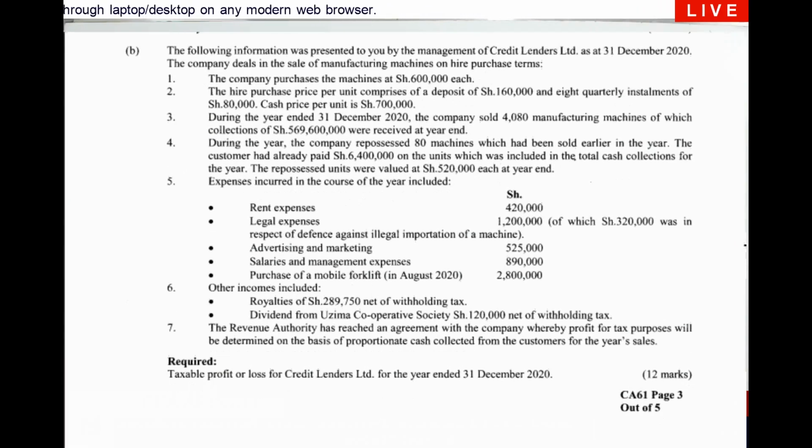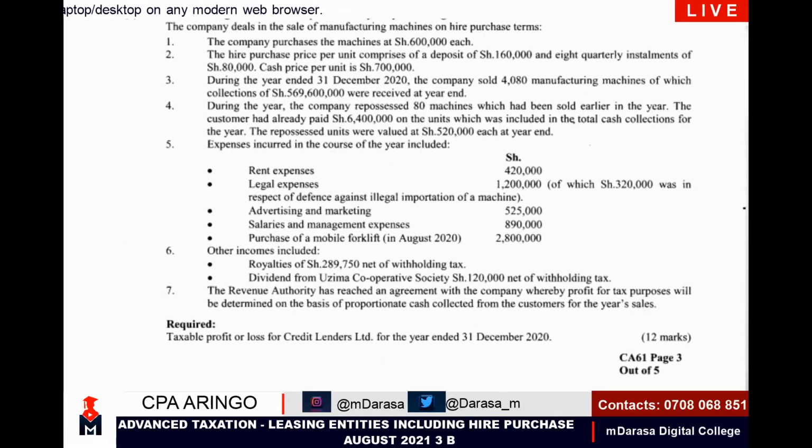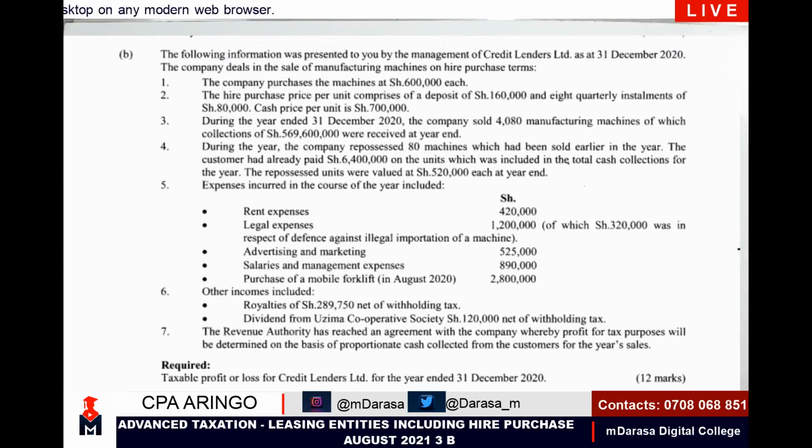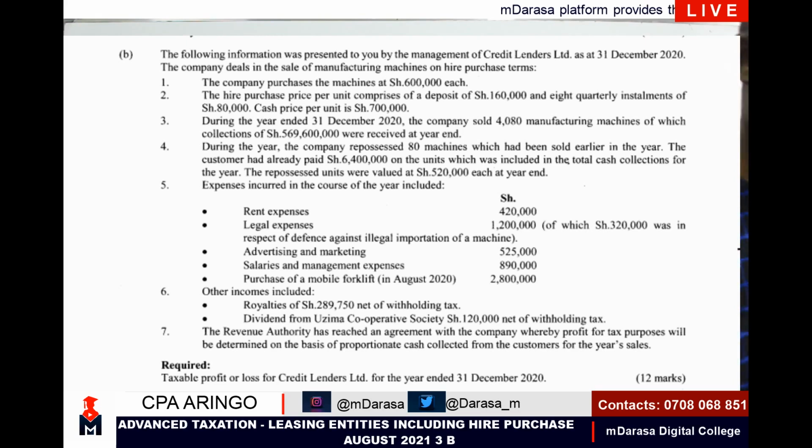Question number 3B. You are told that the following information was presented by the management of Credit Lenders Limited as of 31st December 2020. The company deals in the sale of manufacturing machines on hire purchase terms.